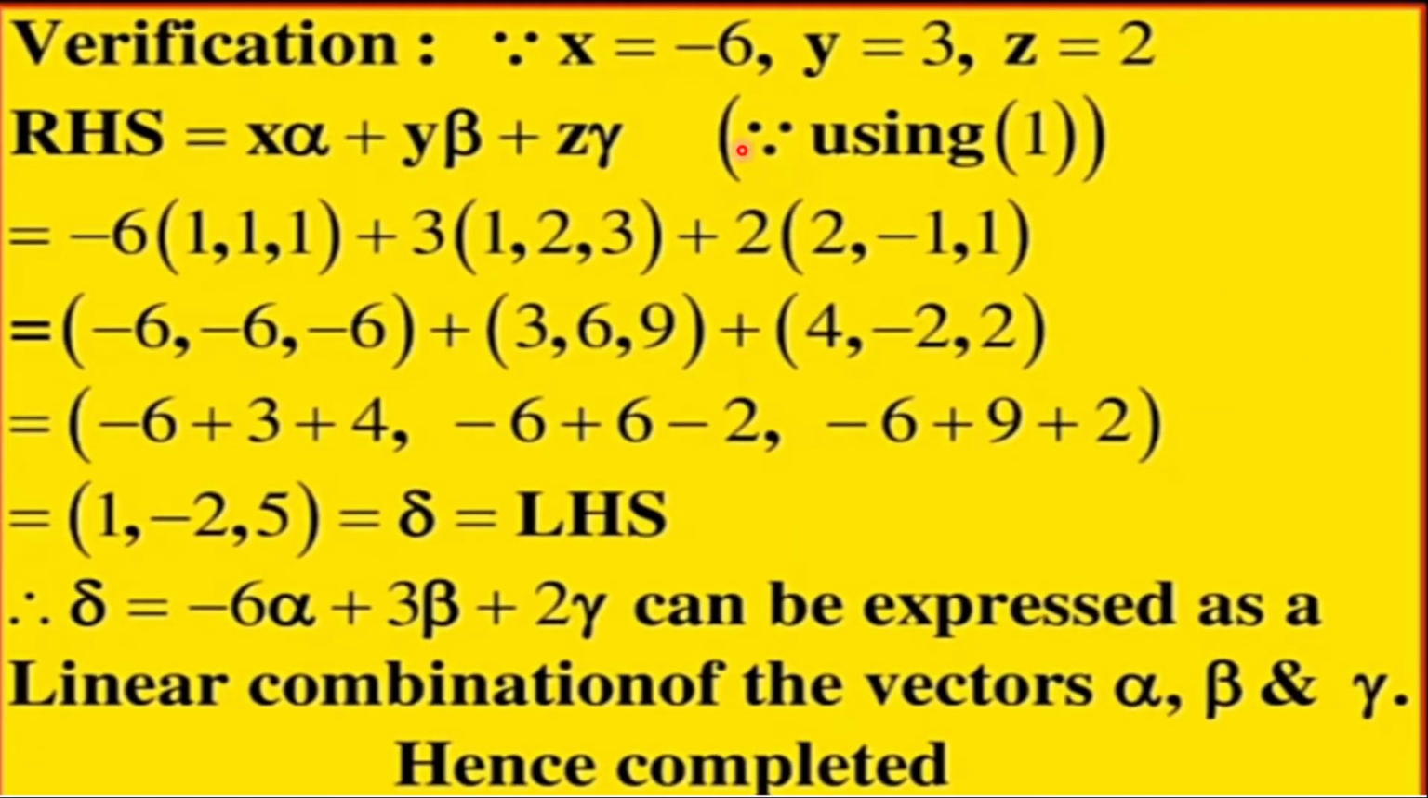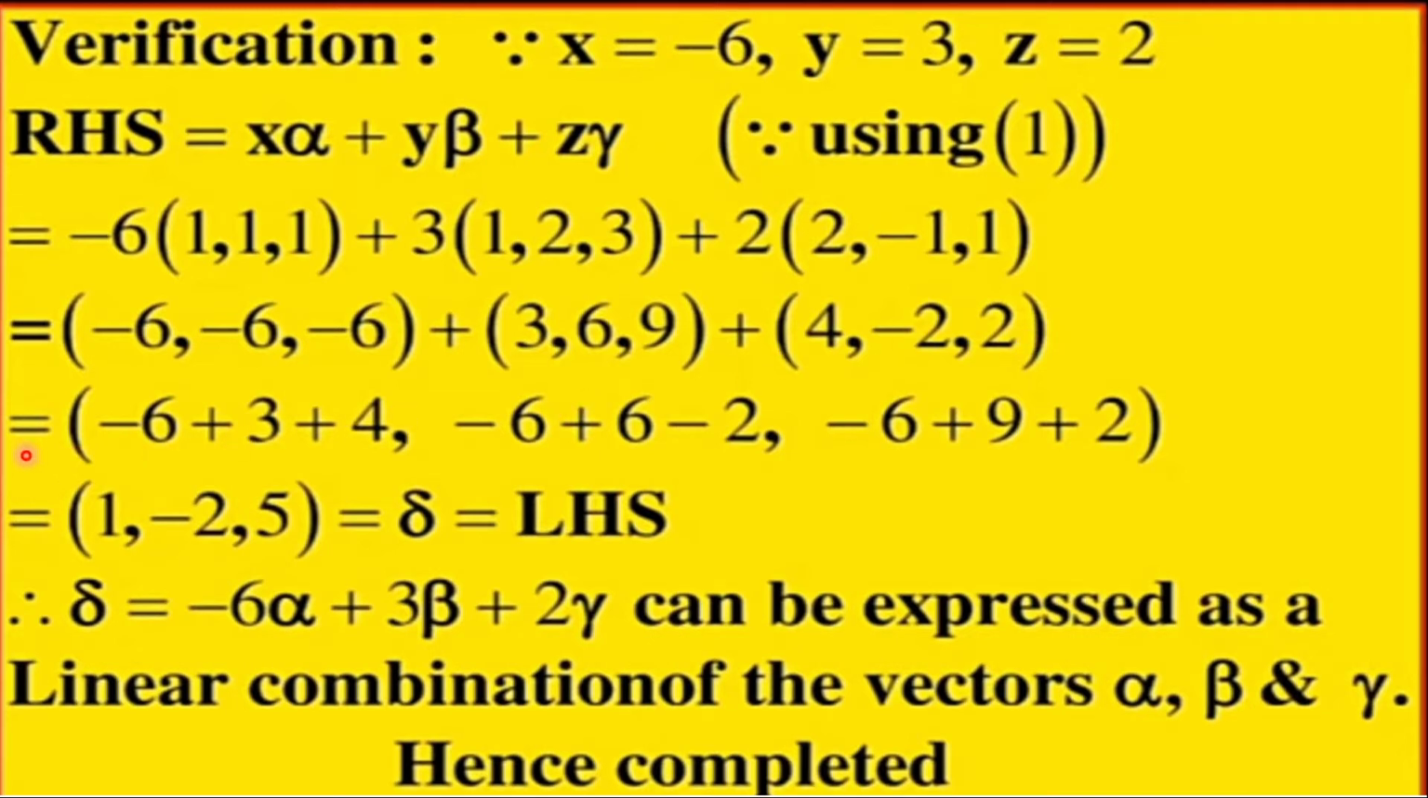Verification. Since x equals -6, y equals 3, z equals 2. Now RHS equals x alpha plus y beta plus z gamma using equation 1. That is equal to -6 into (1, 1, 1) plus 3 into (1, 2, 3) plus 2 into (2, -1, 1), which is equal to (-6, -6, -6) plus (3, 6, 9) plus (4, -2, 2).